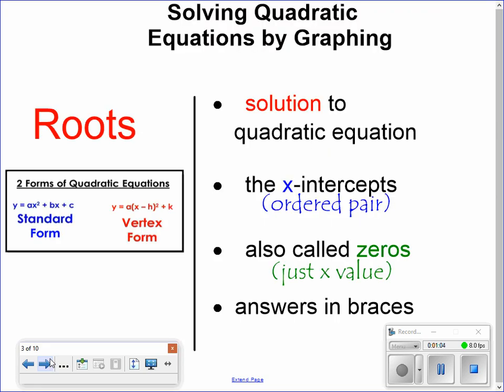When we're solving by graphing, the roots are the solution to a quadratic equation. So we have a couple different names for them. We call them x-intercepts, we call them zeros. The x-intercept refers to the ordered pair, where the zero refers to just the x value. When we're writing our roots, our solutions, we're writing our answer in braces, so remember that.